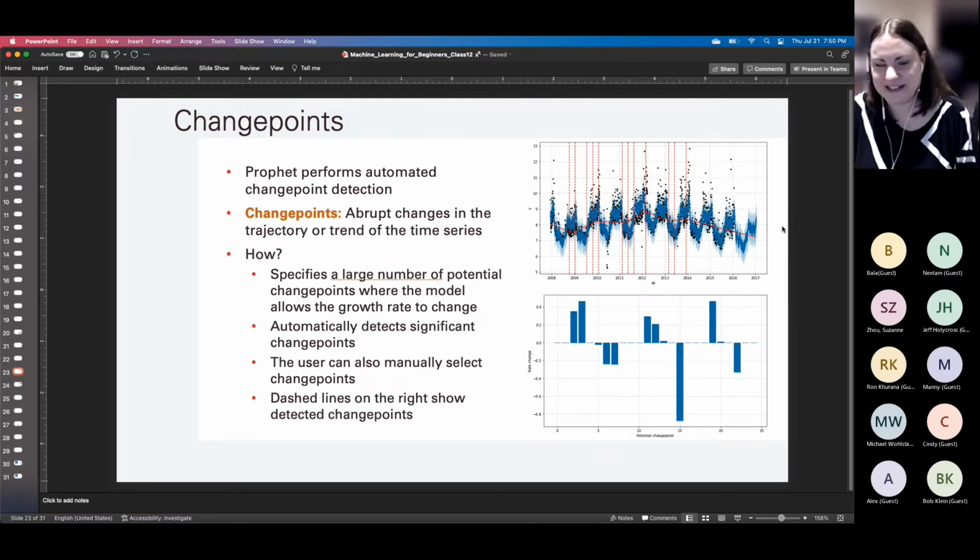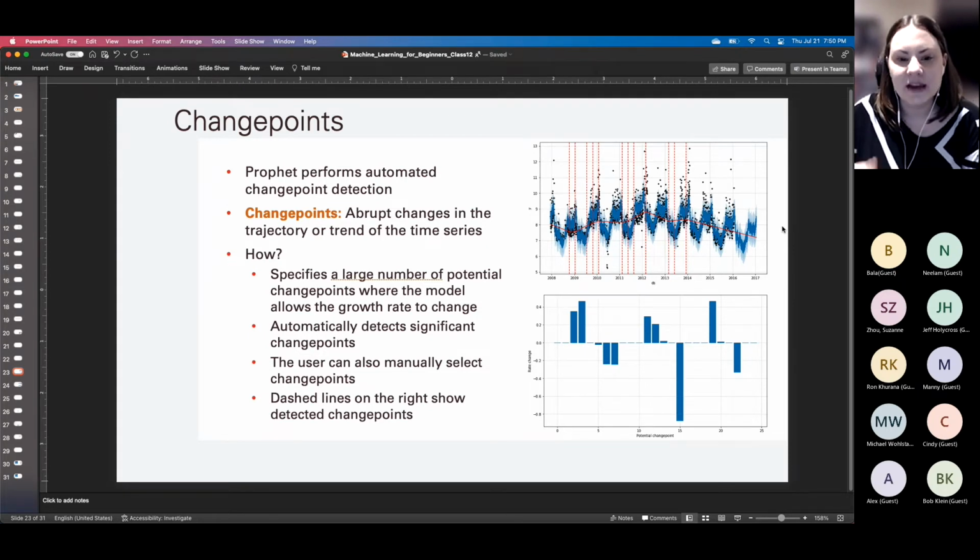Now we get to change points. So this is really interesting. I really like to show this to stakeholders because it's sometimes really helpful. So a change point, Prophet does automatic change point detection. Change points are abrupt changes in trajectory or trend of the time series. So I was working with an airline and looking at rewards for that airline. I think the question was about COVID. So when the airlines basically shut down, the trend went, boop, that was a change point.